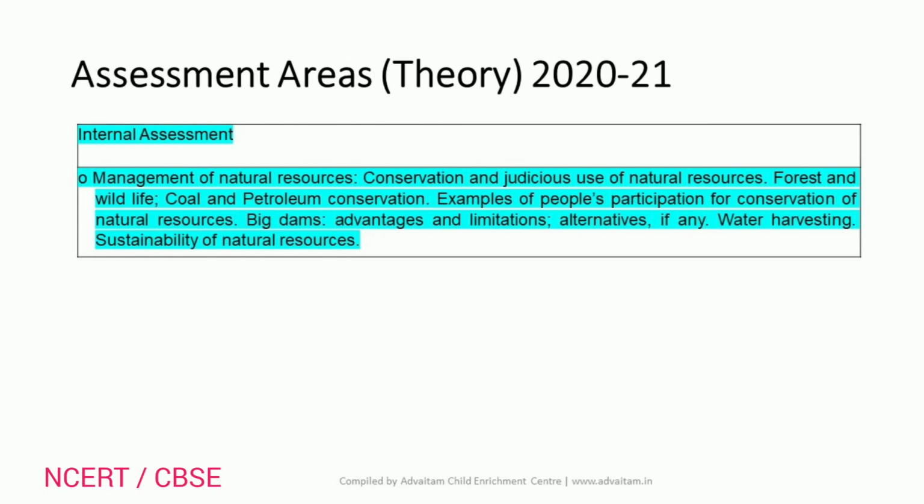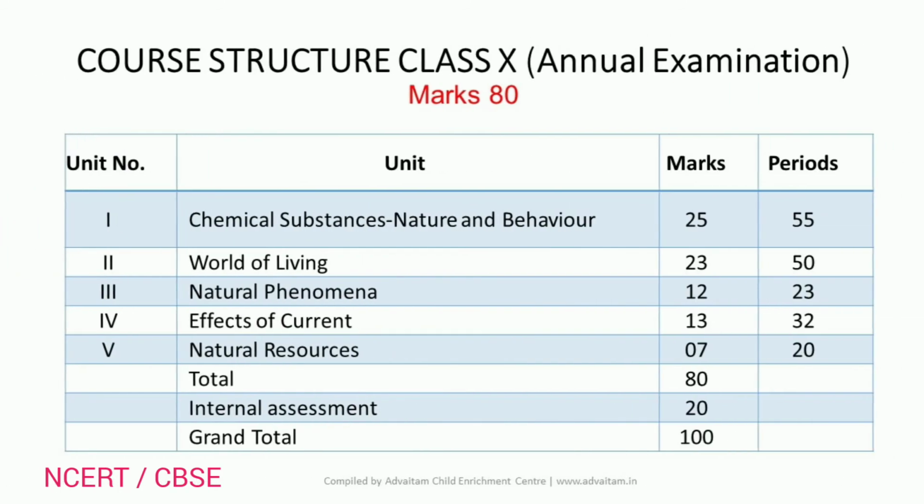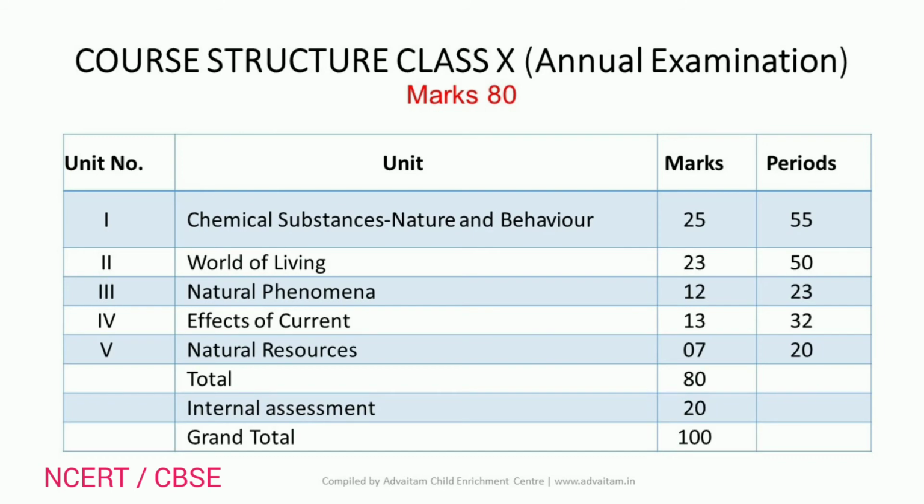Internal assessments. Management of natural resources is no longer in the curriculum. So overall assessment is of 100 marks, out of which 80 marks is for the theory exam and 20 marks for internal assessments. This shows you the breakup of marks against each of the chapters. So there are a total of 5 units, 80 marks for the exam, internal assessments 20 marks and grand total 100.